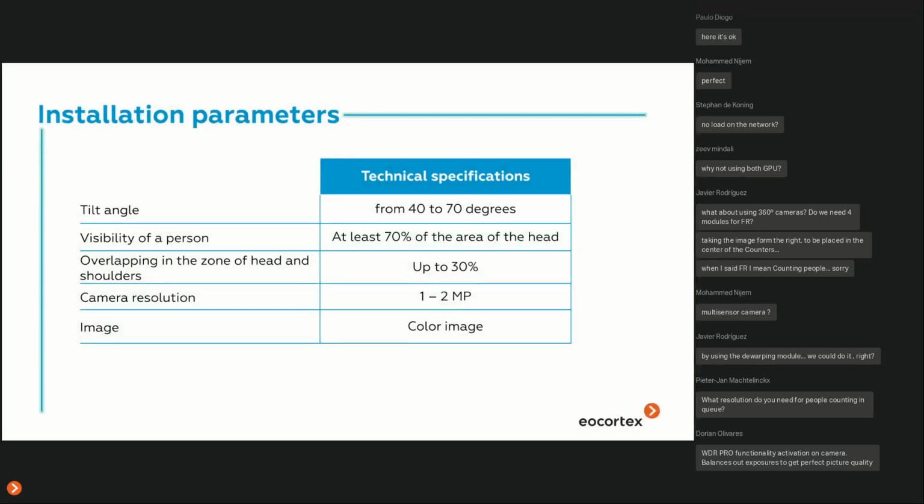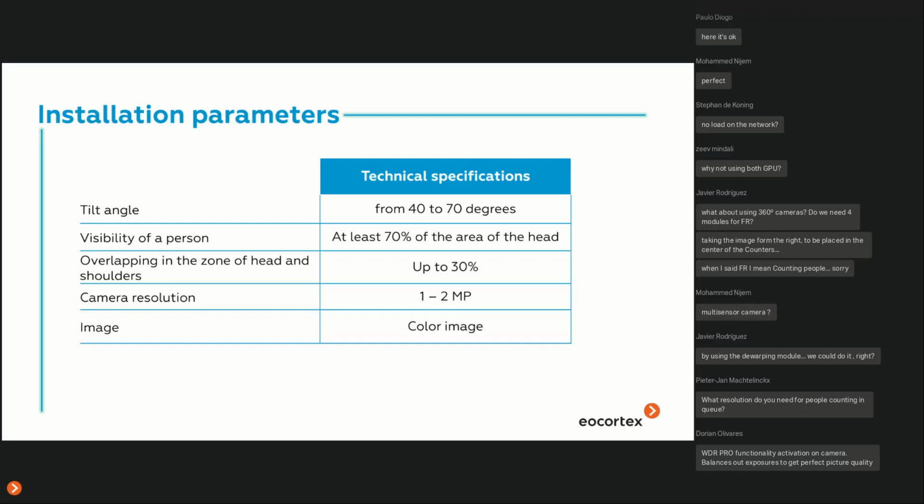Well, let's get to the technical stuff once again. The tilt angle is 40 to 70 degrees. Just like I mentioned before, 45 is about the average one, but anything from 40 to 70 will probably do okay. The visibility of the person: this is a pretty important parameter, where it says that at least 70% of the area of the head should be visible for the person to be detected. And that's something that I mentioned before, where you have to actually be able to see the person in order to detect them. So it's your responsibility to put the camera so that the head is visible and there are no overlappings or anything like that.